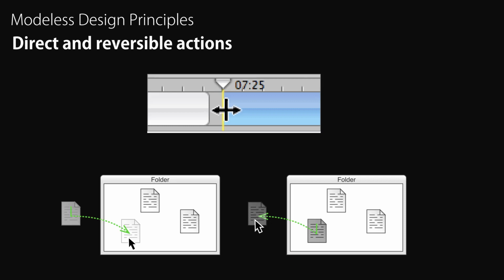The second, direct and reversible actions. This is a principle of GUI, so this is not very special, but if you move something on the screen, the screen will reflect in real time what you are doing. Or, if you move something to another place, and then you move it back to the original place, it will get back. This kind of reversible thing is very important.